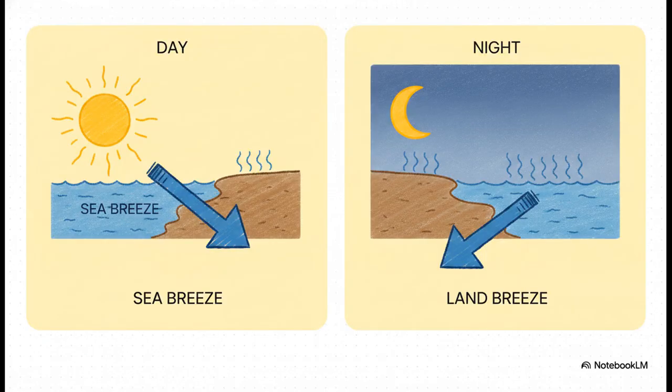Let's apply this to a regular day at the beach. During the day, the land heats up way faster than the ocean. That hot air over the sand rises, creating low pressure, so the cooler, heavier air from the sea rushes in, giving us a refreshing sea breeze. But at night, the whole process perfectly flips. The land cools down faster than the water, creating high pressure over the land, so the wind blows out toward the warmer ocean. A land breeze. It's atmospheric pressure in daily action.